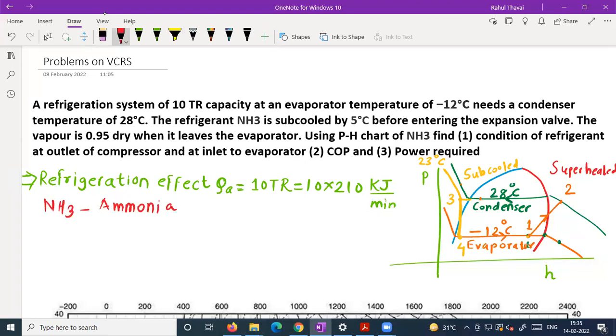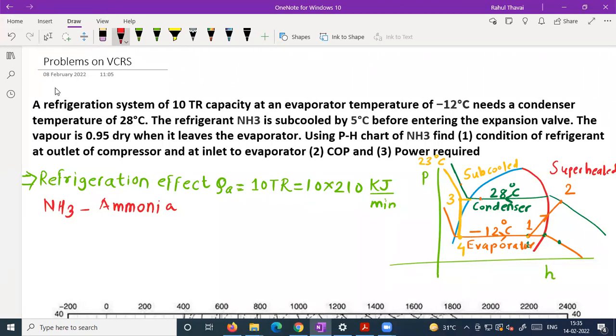Okay. Determine the condition of refrigerant at the outlet of the compressor. See, the outlet of the compressor is point 2. So at point number 2, we need to determine its condition. We need to calculate COP, as well as the power required.